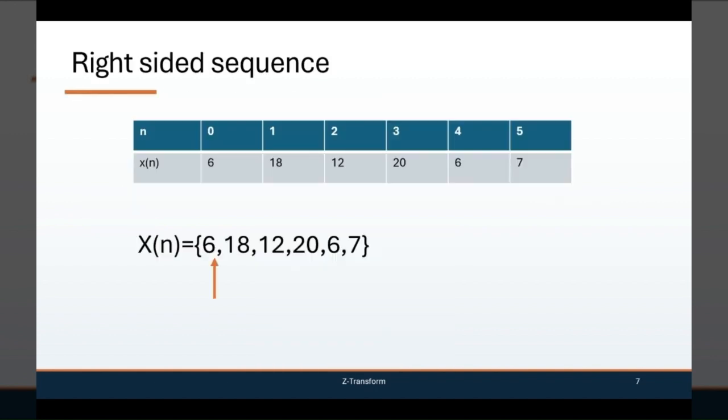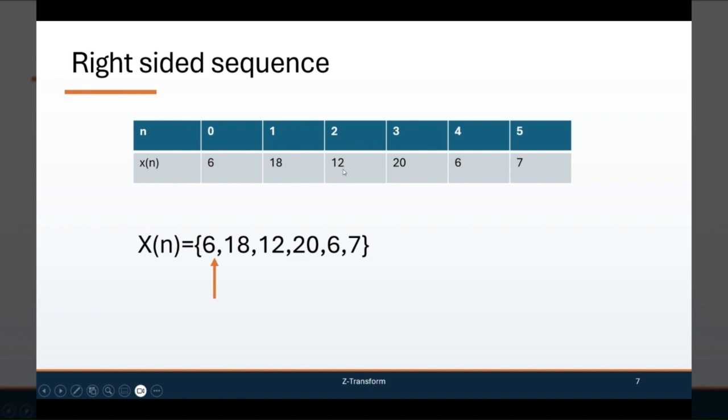Coming on to discrete time signals, they are represented like this. X of n equals 6, 18, 12, 20, 6, 7. This means the sample values are 6, 18, 12, 20, 6, 7. The arrowhead represents the reference plane, it is always n equal to 0. At n equal to 0, the value is 6. At n equal to 1, the value is 18. At n equal to 2, the value is 12.